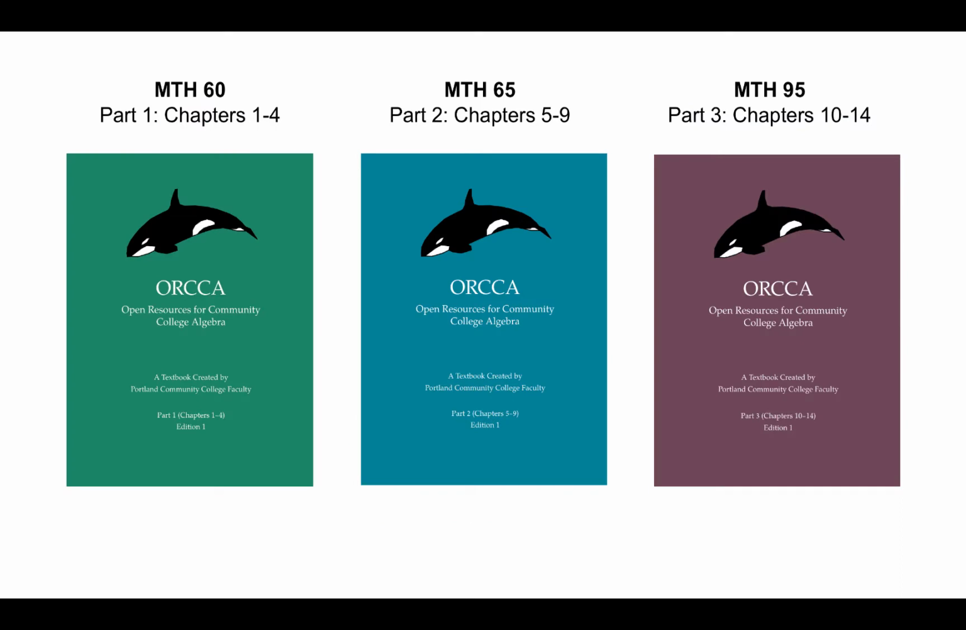For print copies, the book is broken up into 3 parts. PCC's Math 60 covers chapters 1 through 4, and that can be purchased. You'll notice it has a green cover and is part 1. PCC's Math 65 covers chapters 5 through 9, and that's part 2. It has that tealish blue cover. And lastly, PCC's Math 95 covers chapters 10 through 14, and that's part 3. It has a purple cover. Those are each distinguished both at the bookstore and on Amazon.